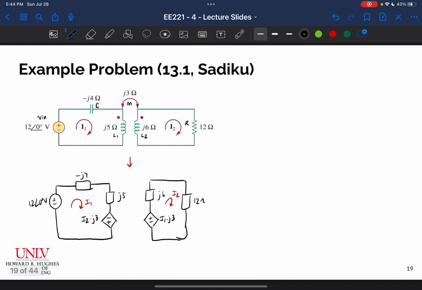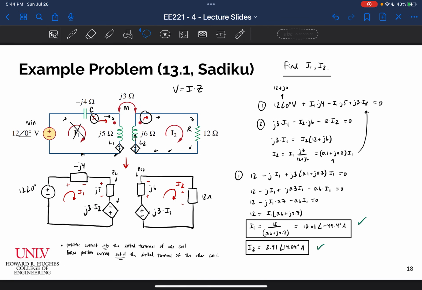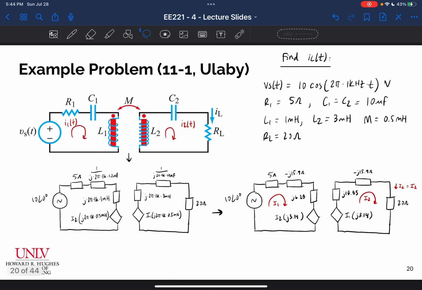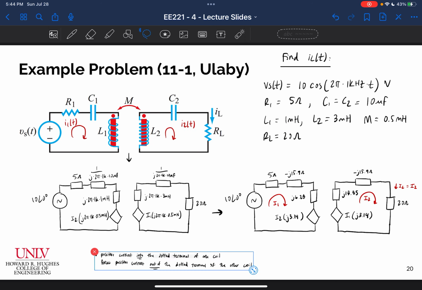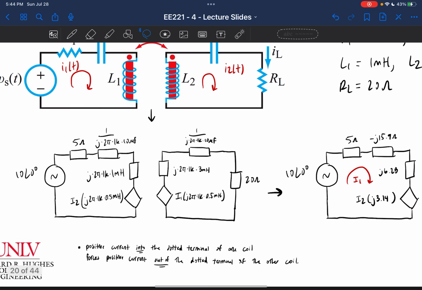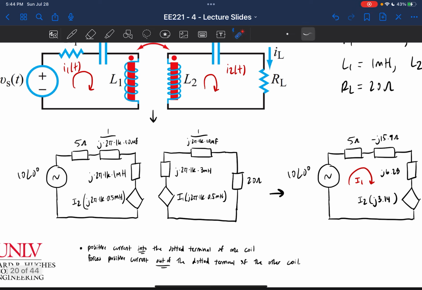So let's summon in our dot convention helpful hint here. I'm going to copy that over again and paste it right here. All right, so let's take a look at the dot convention. What we have is positive current into the dotted terminal of L1. So again, I1, which I'm defining as flowing this way, is going to flow into the dot of L1.